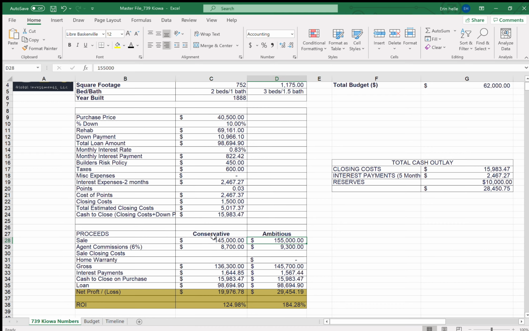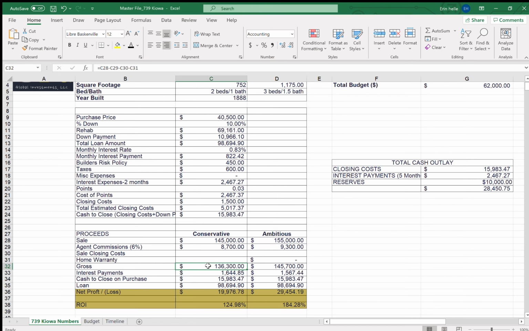We listed the property for $154,900. So that's our ambitious number. Assuming it closes at $145,000 and we're paying 6% commissions to our agents, that's $8,700 on the low side, $9,300 on the high side if we sell it for that higher price. So our gross would be somewhere between $136,000 and $145,000.